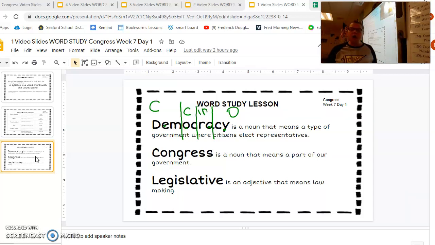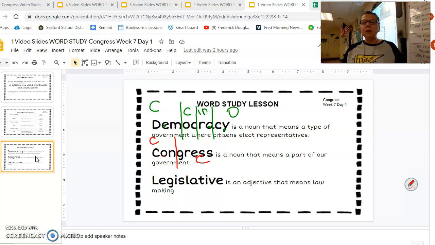The next word is Congress. Let's divide the word Congress into syllables. So we have 2 syllables in the word Congress, okay? We're marking the vowels. O is a vowel and E is a vowel. And you guys know that this one will be the closed one, and this one is closed also. Congress is a noun that means it's actually a part of our government, Congress.